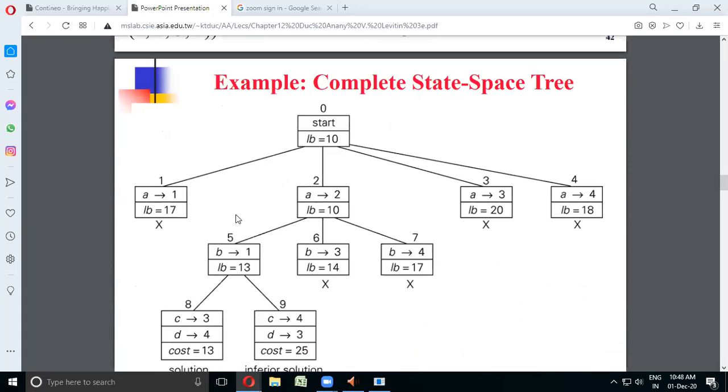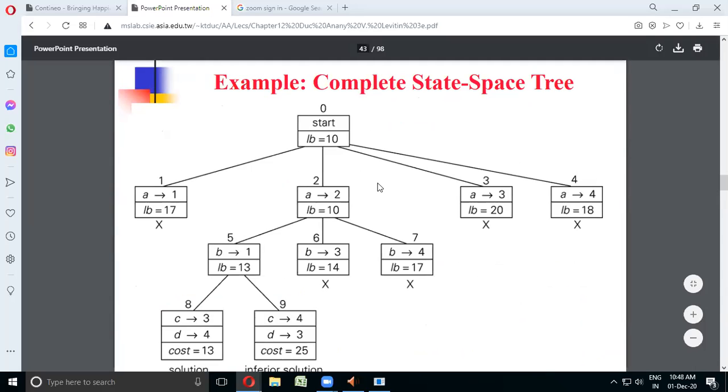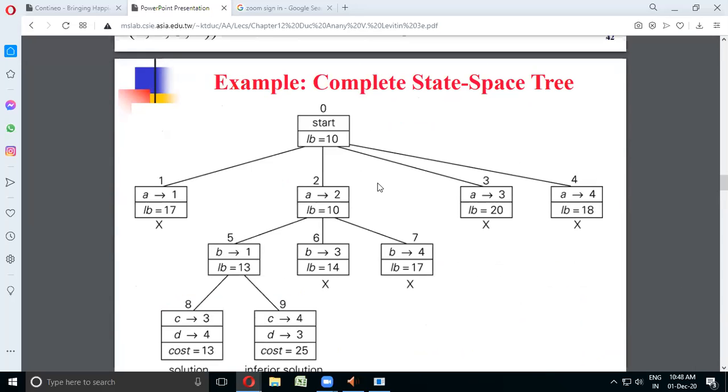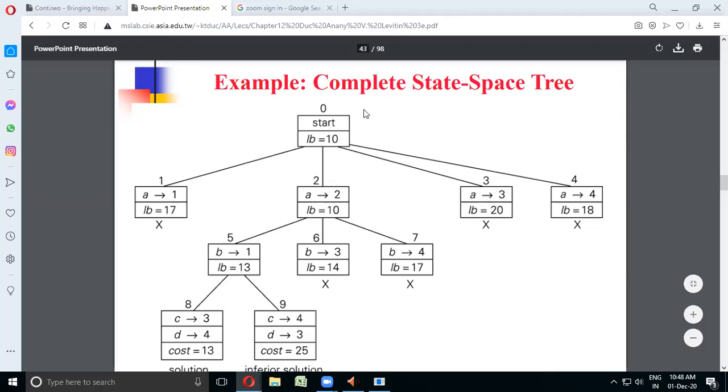This is your complete state space tree. We started with the lower bound and got the lower bound as 10. Why? Because we chose the minimum value from each of the rows. Person A can be assigned some minimum cost. Like that, we blindly chose the minimum value and took it as the lower bound for this problem.